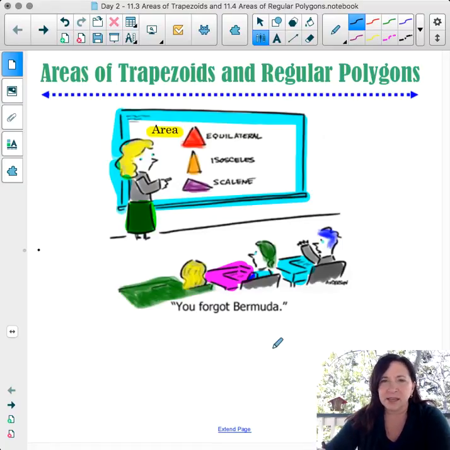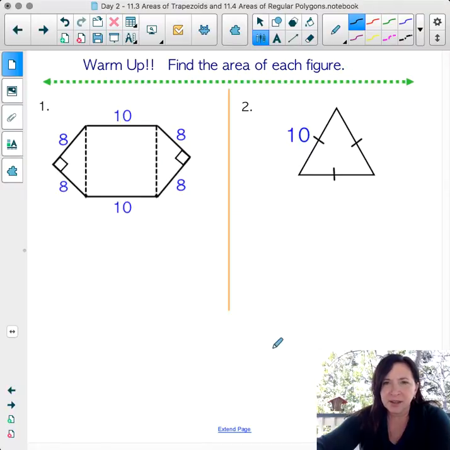Hi everyone, today's lesson is on areas of trapezoids and regular polygons. So let's get started. Warm up, find the area of each figure.